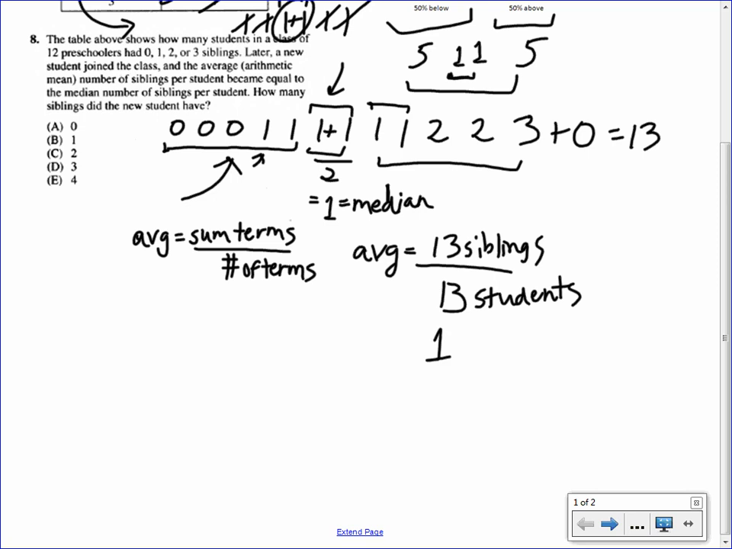And then we just have to double check: if the average is 1, then would all the other pieces of the puzzle fall together? The number of siblings that the new student has is 0. The average number of siblings per student becomes equal to the median number of siblings per student, so that's the last part we have to check. If we throw this 0 into the mix, is the median number of siblings per student still 1? It's very likely, because we're just going to add it down here so we can visualize the median.